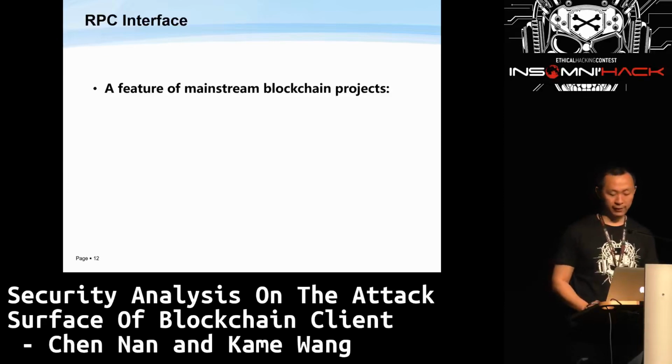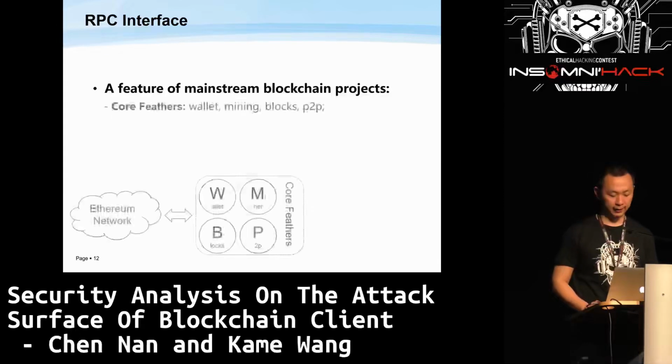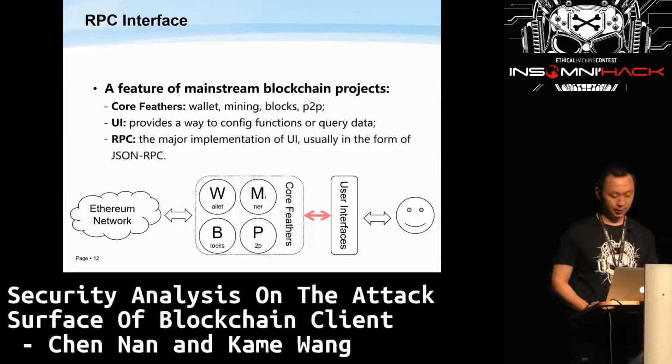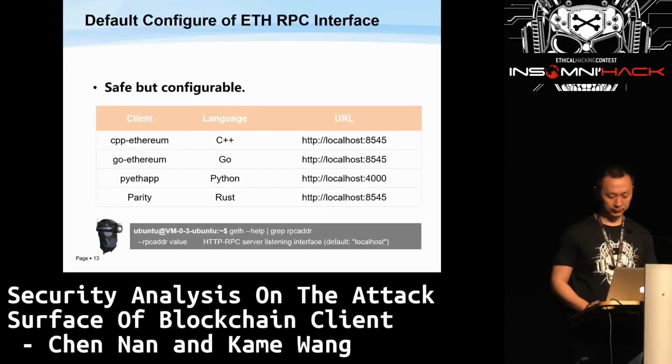First of all, let's have a look into the RPC interfaces. RPC is a common feature of mainstream blockchain projects. For a blockchain node, its core features contain wallet management, currency mining, block validation, and P2P communication. While a node is running, it should provide a way to configure functionalities or create some data of the blockchain. The RPC interface is the major implementation of this kind of UI. Usually, it is provided in the format of JSON RPC.